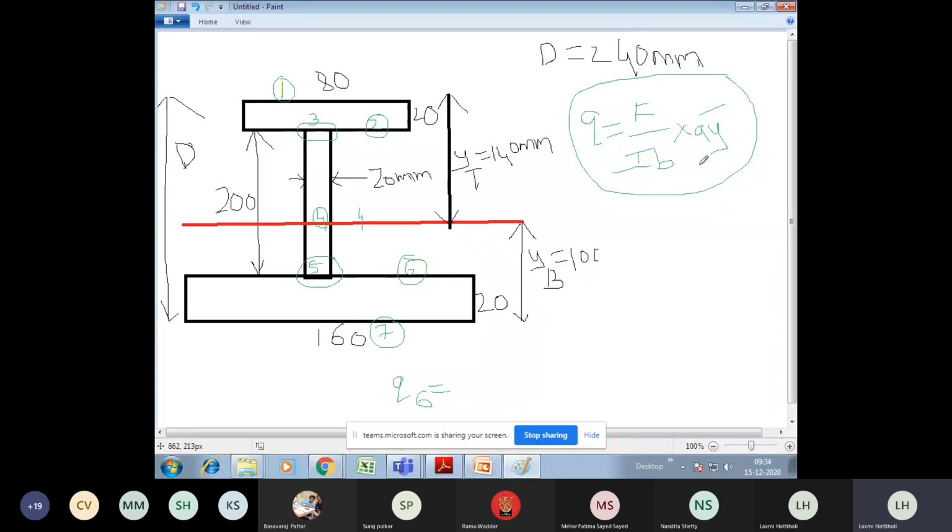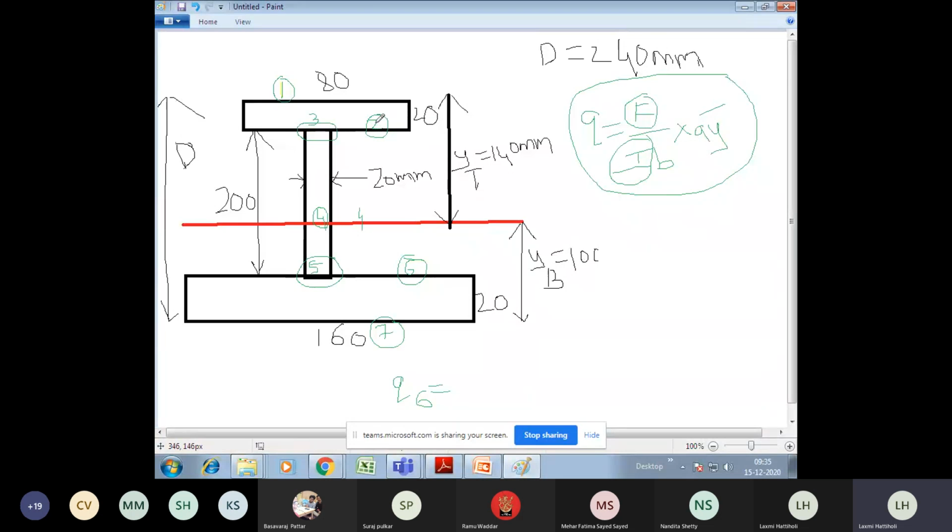Observe carefully, for all these sections, for all these points, F remains same. Agree? Shear force remains same. It is already given to you in the question. I also remains same. It is already given to you in the question, sorry, you have already calculated. Only thing is breadth B, and A into Y bar will change for all these points. So you need to concentrate. I hope this point is clear to you.